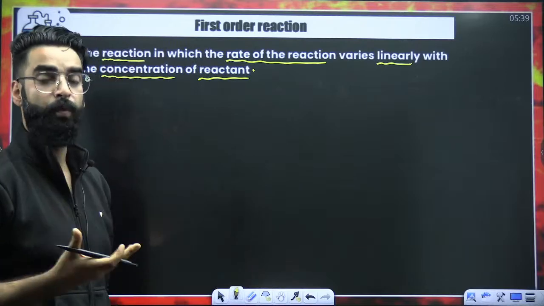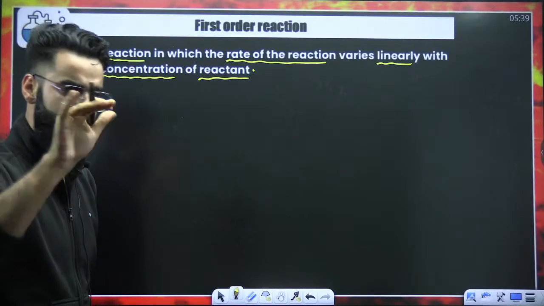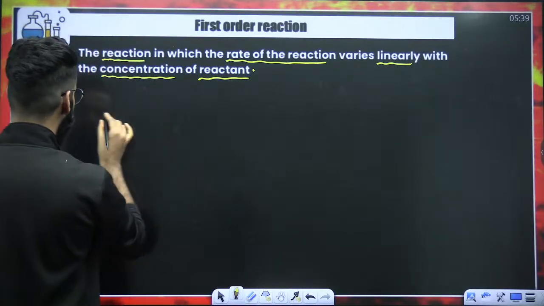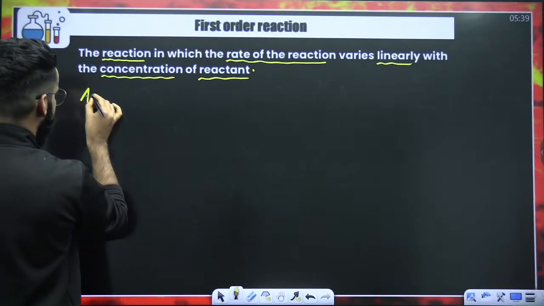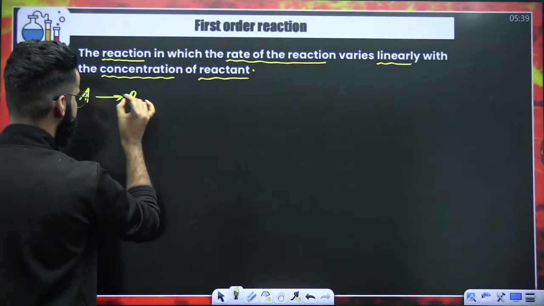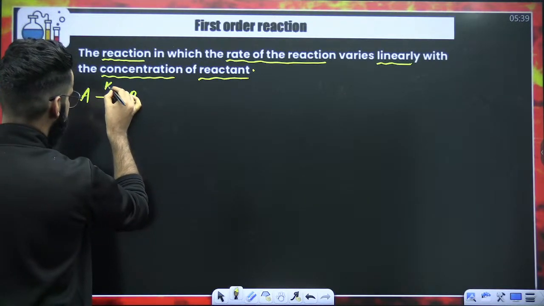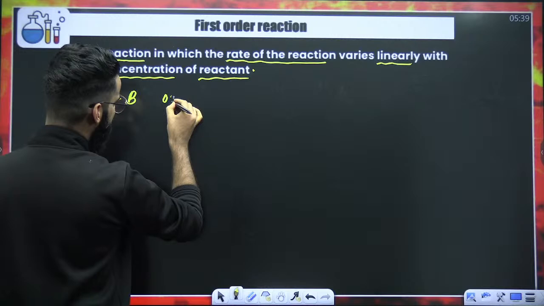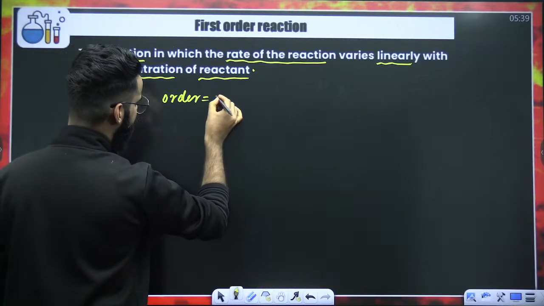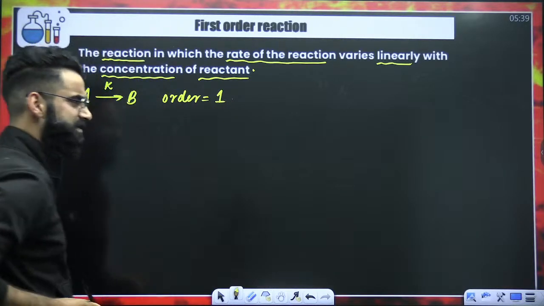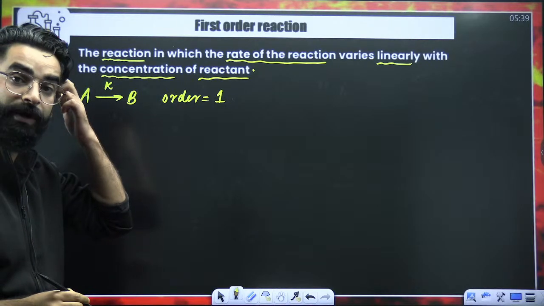Now, you must be thinking what is meant by that. For example, I'm taking a balanced chemical equation A gives B. Let's assume this is a balanced chemical equation whose rate constant, for example, is K. And at the same time, I'm assuming that the order of the reaction is 1, right? This is something which I'm assuming. Order of the reaction is 1.